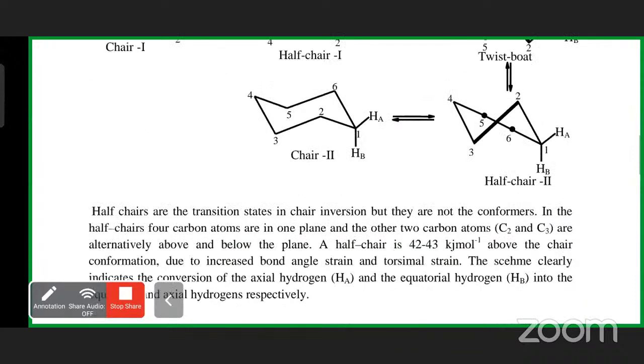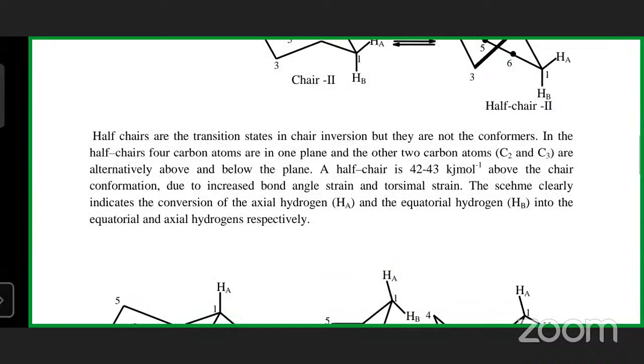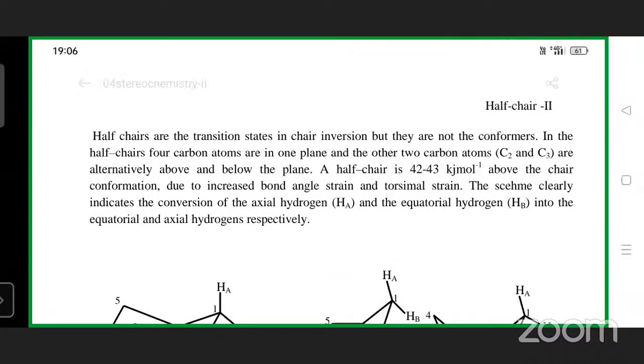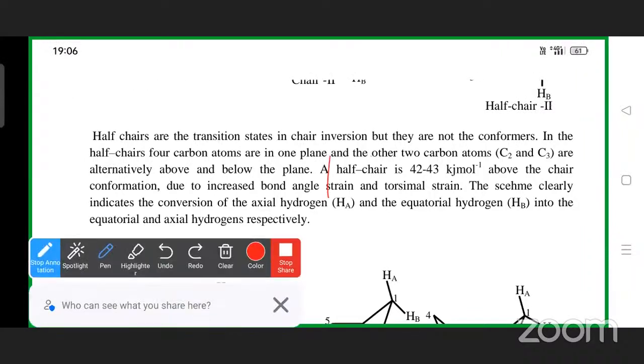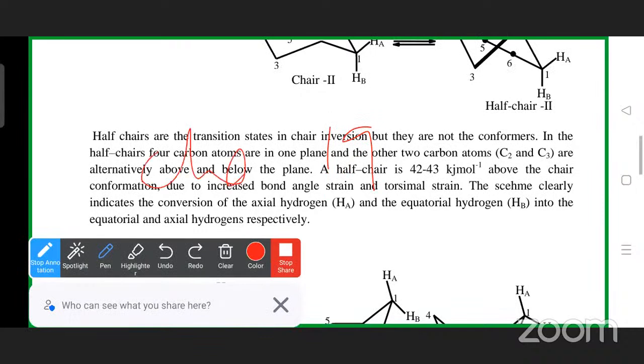Generally the half chair energy is 42 to 43 kilojoules. The chair conformation potential energy is 19 kilojoules per mole, and the half chair conformation is 42. So more energy means less stable, and less energy means more stable. Like that, the chair conformation is more stable here.